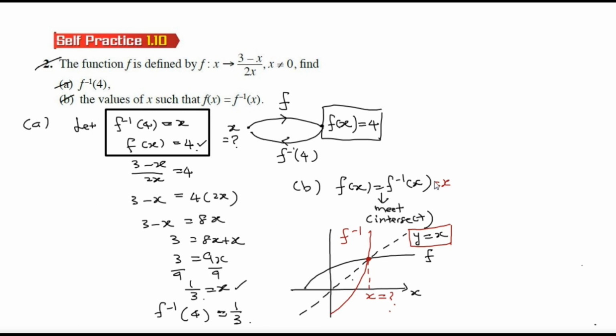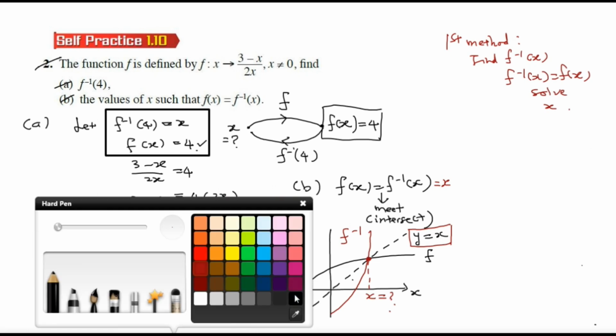Earlier I mentioned there are two ways to solve this problem. First method, you find f inverse x, and then you equate f inverse x and also f x, and then you solve this to find x. Okay, this is a long method. I would like to show you the shorter, simpler method.